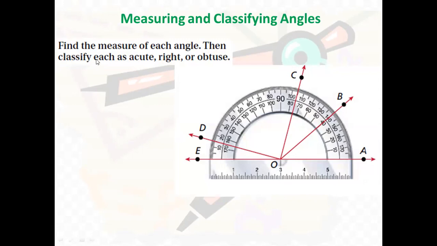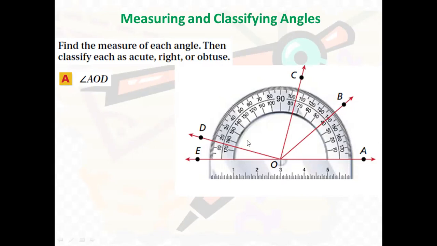Okay, so moving to the question: find the measure of each angle, then classify each as acute, right, or obtuse. So first you will measure the angle and then say it is right, acute, or obtuse. Now first they want you to measure angle AOD. First you need to make sure which angle they are asking about. So they're asking about A, O, and D. So literally they're asking about this big angle here.